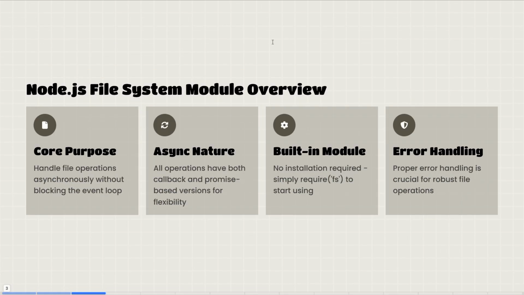The file system module, also called the FS module, is used to work with files on the system. Its core purpose is to perform operations asynchronously, meaning it does not stop the Node.js application while waiting for the file to be read or written. Node.js provides both callback based and promise based methods, giving developers flexibility. Since it is a built-in module, there is no need to install anything. We can directly use it.